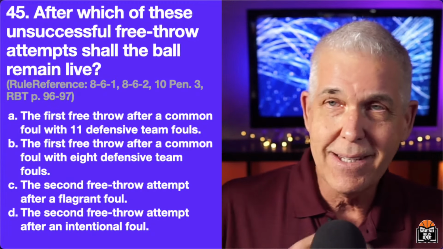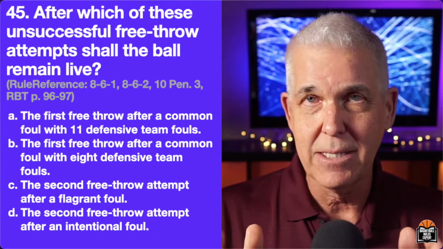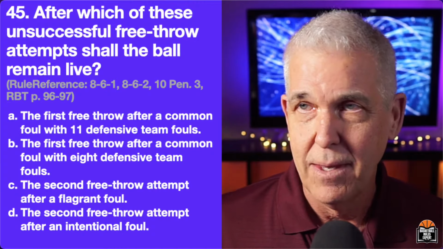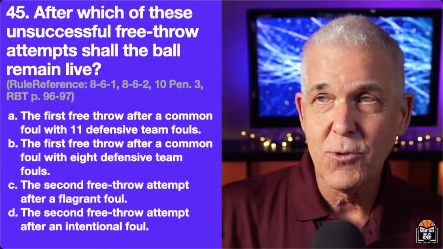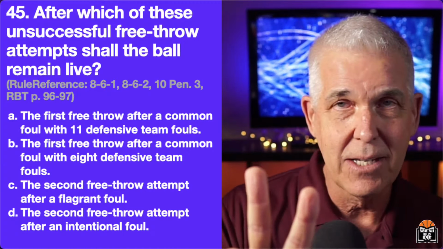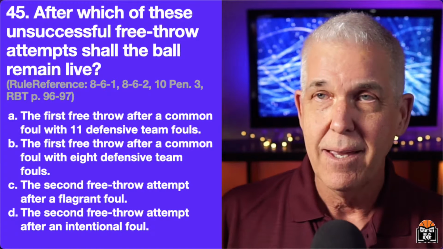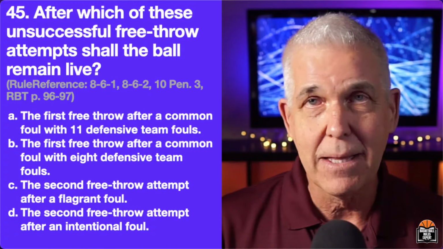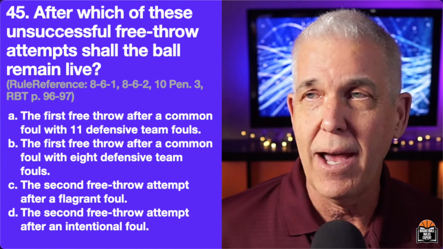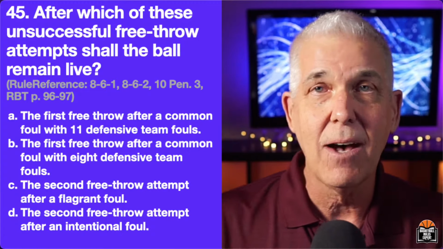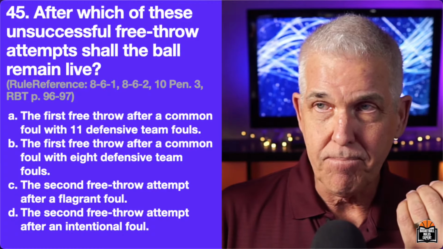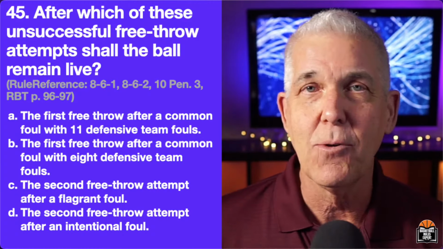Okay. With intentional and flagrant, there are no players in marked lane spaces. The ball will not be live as the result of those free throws. When we refer to A, the first free throw after a common foul, 10 or above, the penalty in National Federation of High School is 2 free throws, so the ball would not remain live after the first in that instance. So the correct answer would be B, the first free throw after a common foul with 8 defensive team fouls. We are in a 1-on-1 bonus situation. So that would be the correct answer.